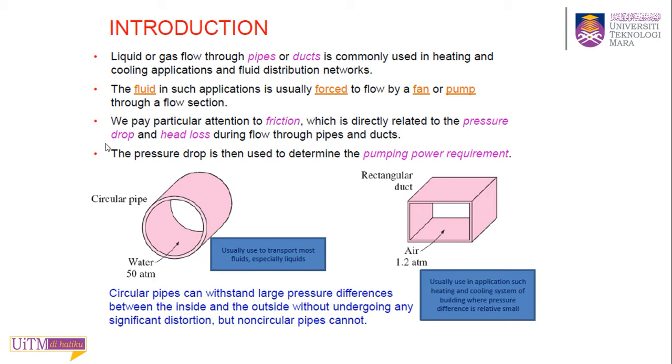Normally we have a circular pipe, which is very common, like underneath your sink there are pipes. Normally it's a circular pipe, and sometimes it's a rectangular duct. Why is circular pipe common? Because a circular pipe can sustain higher pressure. That's why we use circular pipe. And normally when we use a rectangular duct, it is for lower pressure.